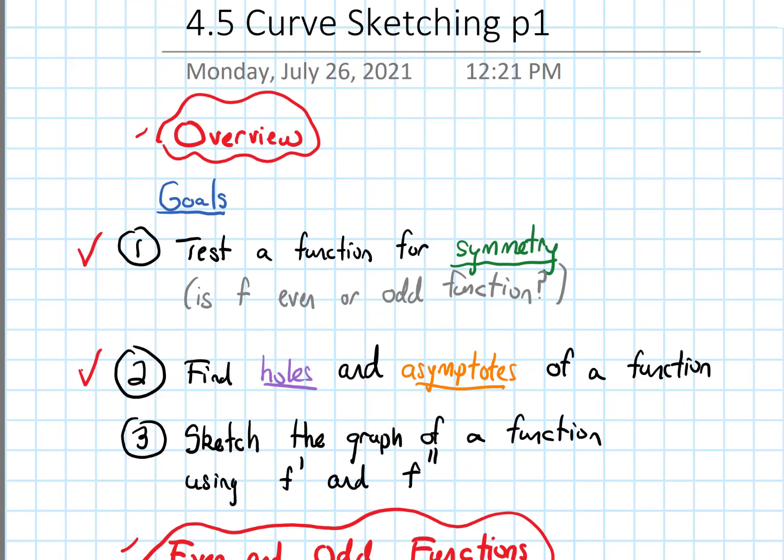So finally, returning to our goals for this section, we finished the last goal. We did an example where we sketched the graph of a function using the derivative, the second derivative, and all that other information about symmetry, domain, holes, and asymptotes.